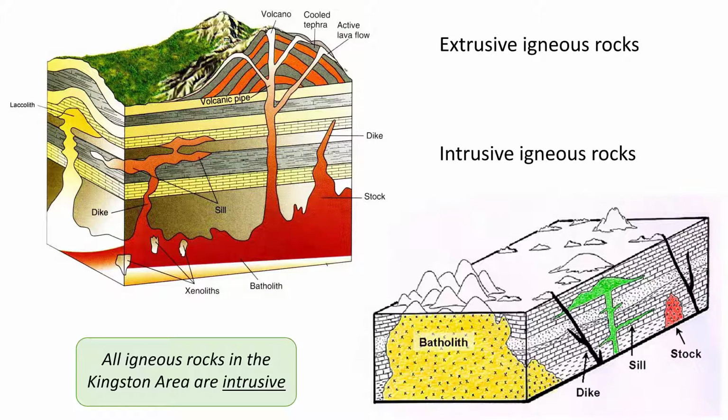Today we're going to get into a bit more detail on igneous rocks. In previous lectures I talked about how there are two broad categories of igneous rocks, extrusive and intrusive. In the Kingston area, all igneous rocks are intrusive, so that will be more of the focus in this course. However, it's also important for your understanding to learn about extrusive igneous rocks, and both of these are covered in detail in the reading on cue.